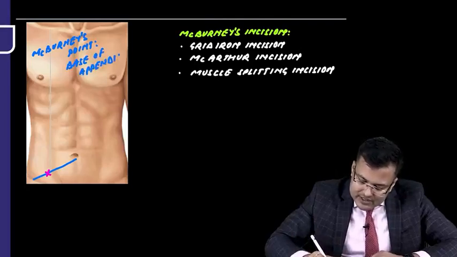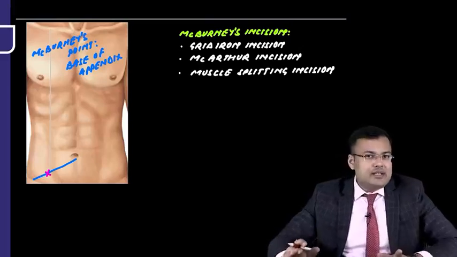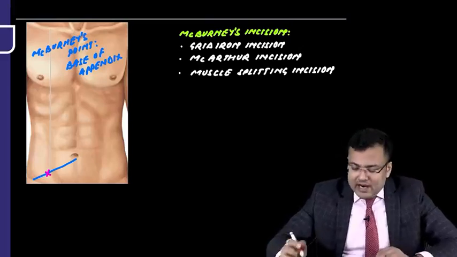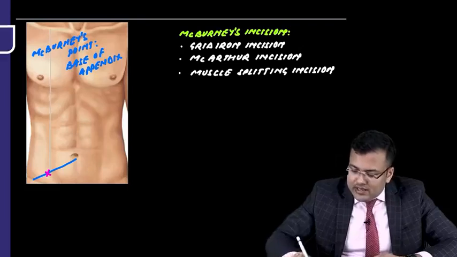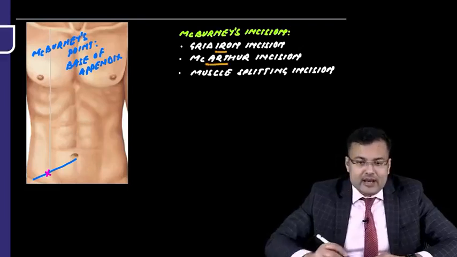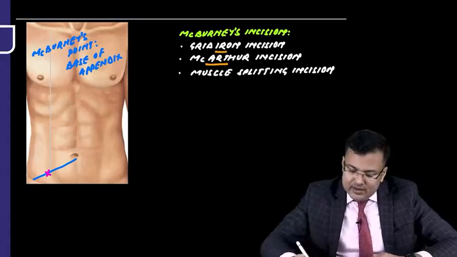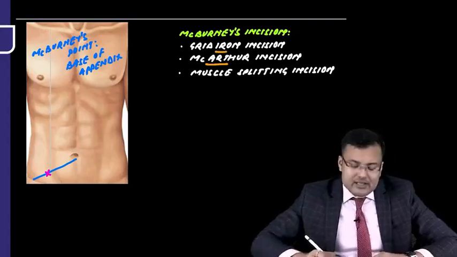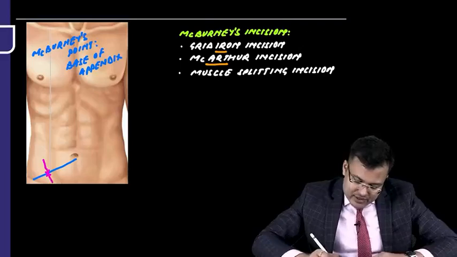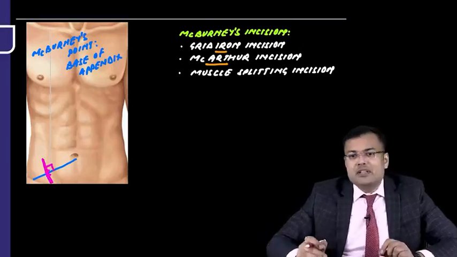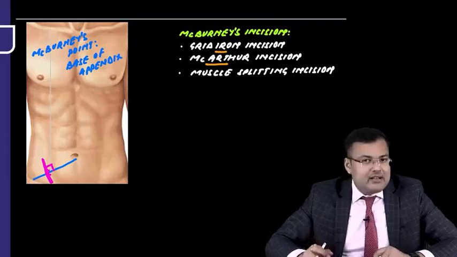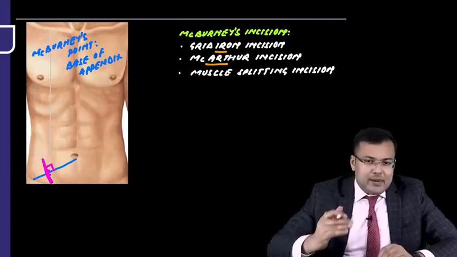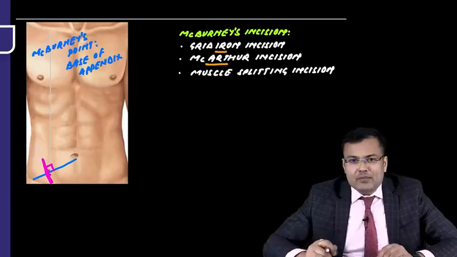Clear? So there is one incision which is known as McBurney's incision, also known as MacArthur incision, also known as gridiron incision. So what we do in this case? We give incision centered at McBurney's point, perpendicular to spino-umbilical line. This is a muscle splitting incision.